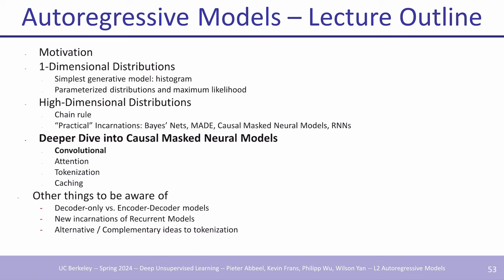Okay, first half of lecture, we covered how to represent high-dimensional distributions in different ways, but especially so using a causal mask neural model as a way to represent these distributions, be able to sample from them, and evaluate the probabilities of new data points that come in. What we haven't looked at is the details of these neural models, and they really matter to get good performance, so that's what we'll do now.